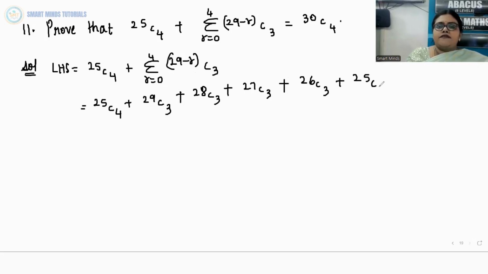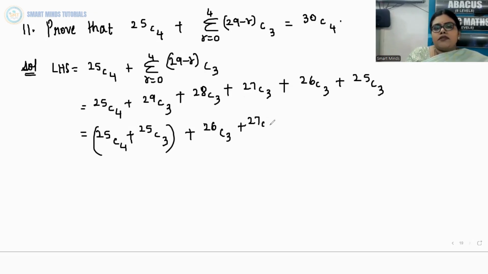So you get 25C3. Now I regroup the first term and the last term, because they both have 25 and 25. So 25C4 plus 25C3, I am putting them in a single bracket, and the remaining terms I am writing in the reverse order so that I don't have to rearrange every time. So that is 26C3 plus 27C3 plus 28C3 plus 29C3. Because it is addition, order doesn't matter.